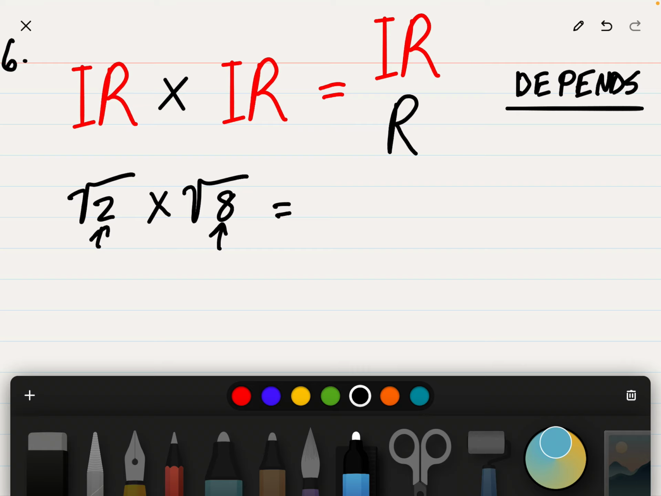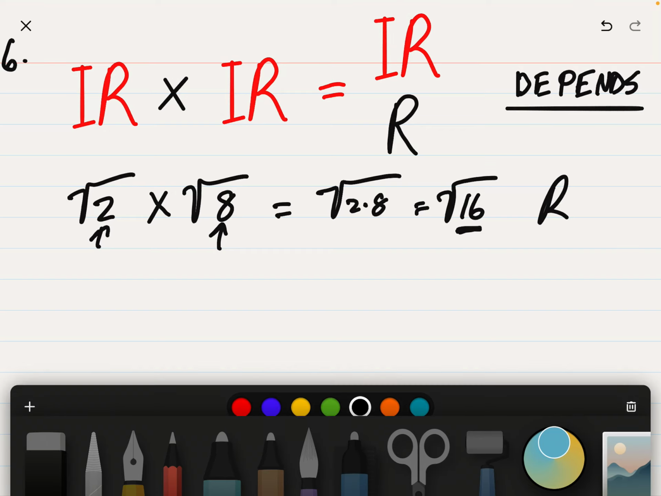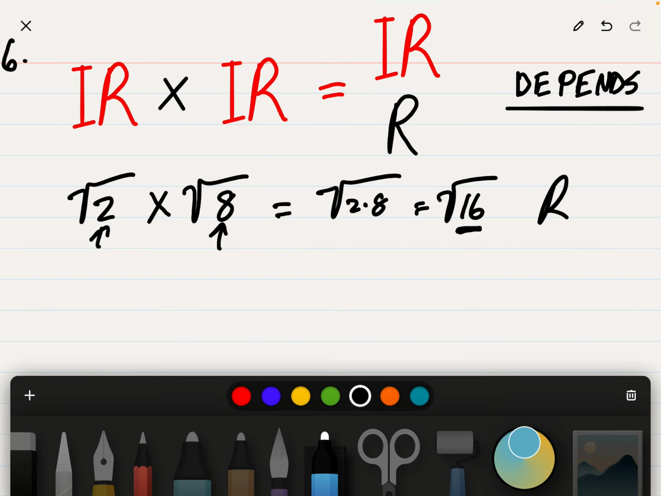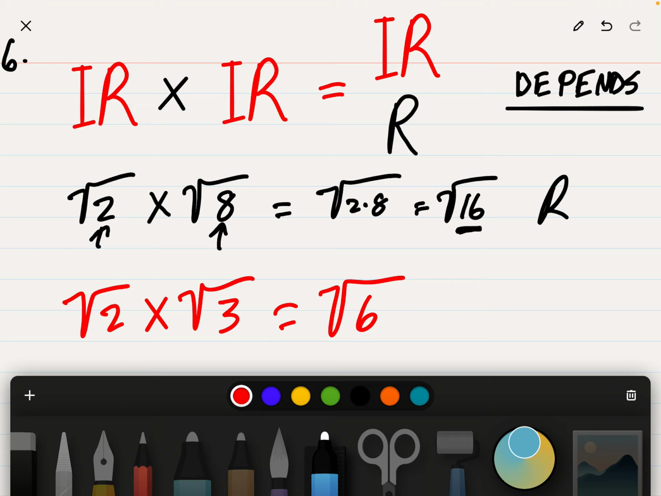But when we multiply these two together, 2 times 8 is equal to 16. This is a perfect square. So in this case, if I multiply two irrationals together, I get a rational number. Now, let's go to another example. If I do the square root of 2 times the square root of 3, I have 2 times 3, which is 6. 6 is not a perfect square, so this would be irrational.